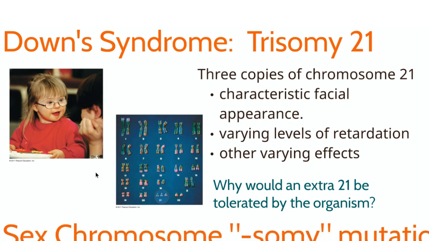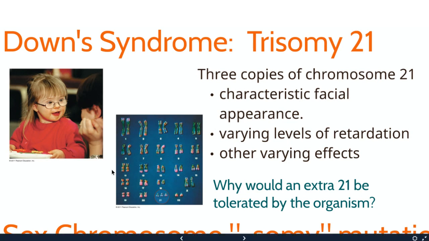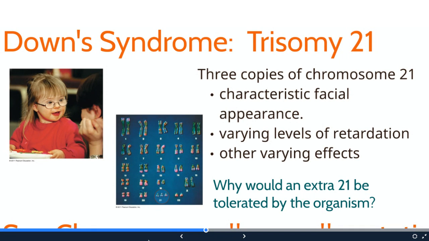So why would an extra 21 be tolerated by the organism? It's because there are genes here that are going to create proteins that are not going to be lethal to the organism, and normal life functions can still be carried out.